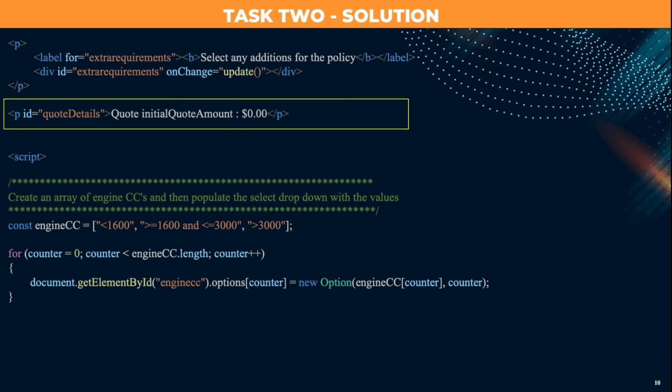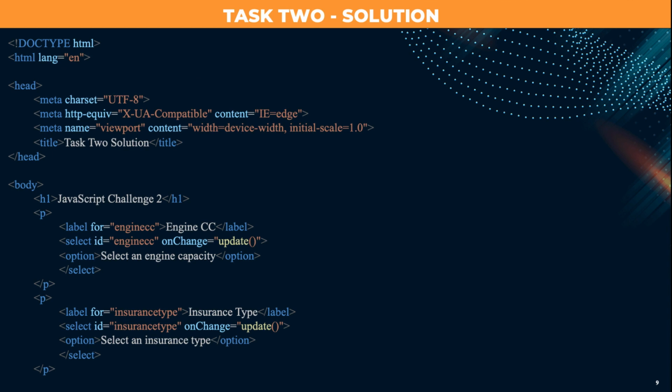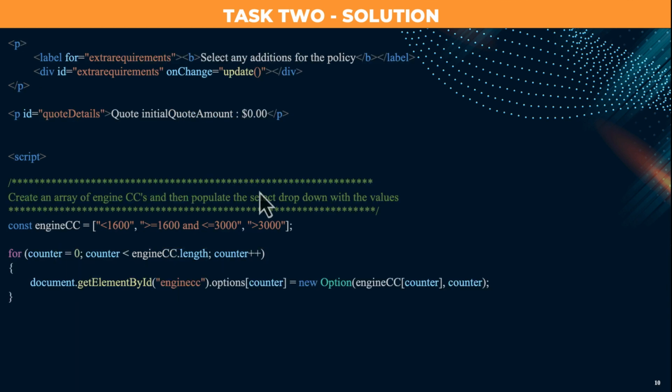And then finally, we have the quote details. So we have a quote details paragraph, P, with an ID, quote details, and that's where the details are going to be shown. The important thing really in this is when we look here in the option, that the options here don't have anything apart from select an engine capacity, select an insurance type. We will populate those from an array.